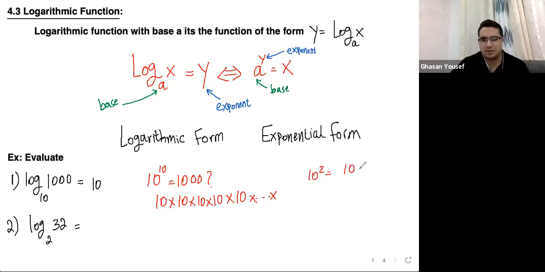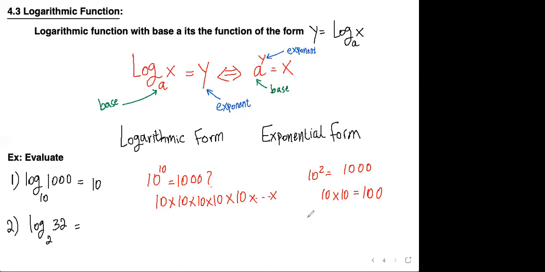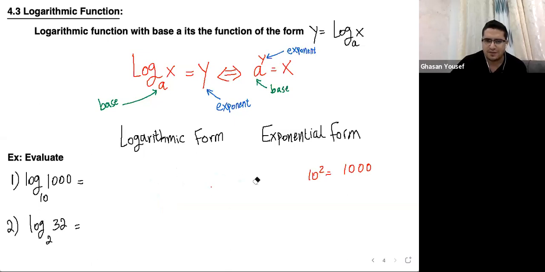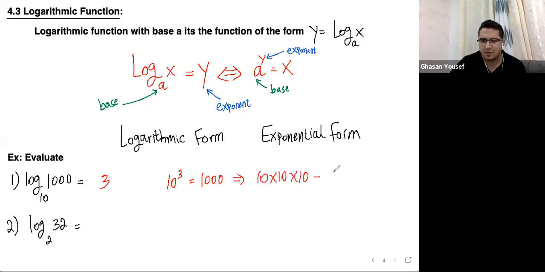Is it equal to 1000? 10 to the power 2 is 10 times 10, and this is equal to what? 100. No, that will be 3 times. It will be 3, exactly. So the answer is 3 because 10 to the power 3 is 1000. 1, 2, 3. Why? Because this is equal to 10 times 10 times 10, and this is actually 1000.